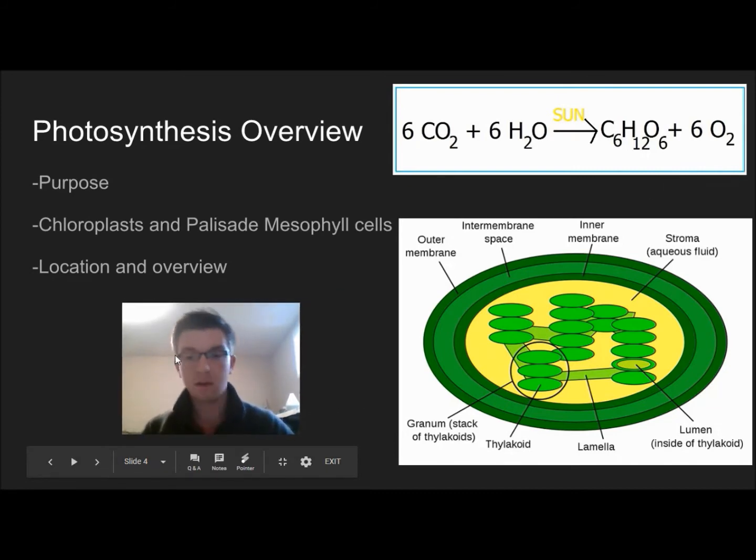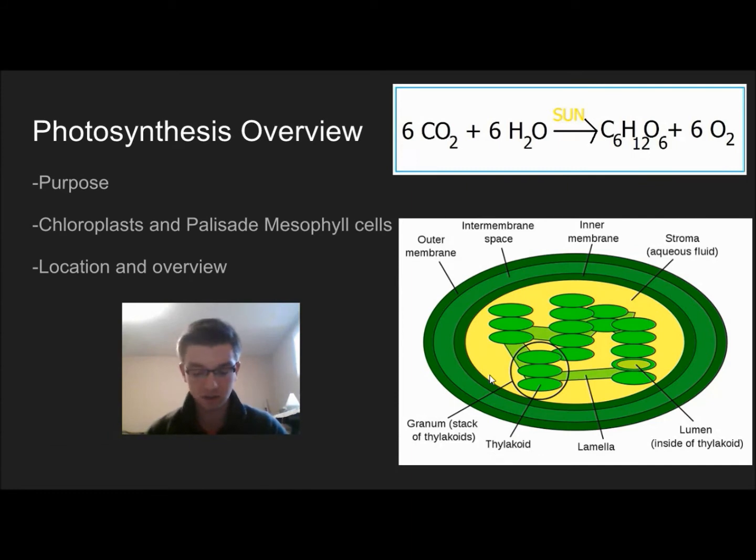So the part of the reaction we're going to be talking about today is the light reaction. And the light reaction happens in these things called the thylakoids. They're these little sort of oval things here. And a stack of these is called a granum. And they're found inside the chloroplast of cells, which are often found in the palisade mesophyll cells. And this is the site of photosynthesis.